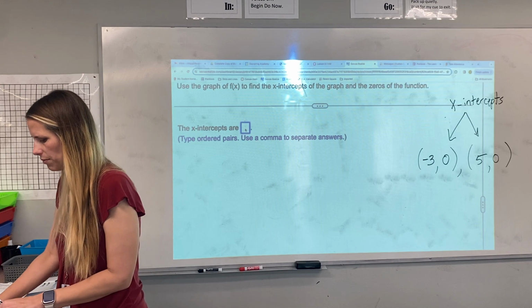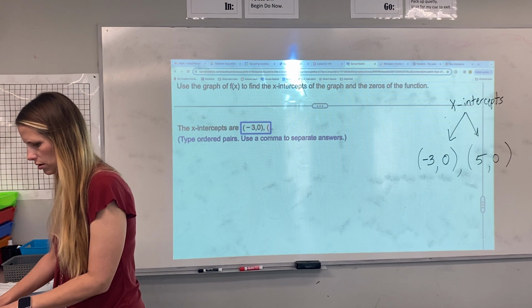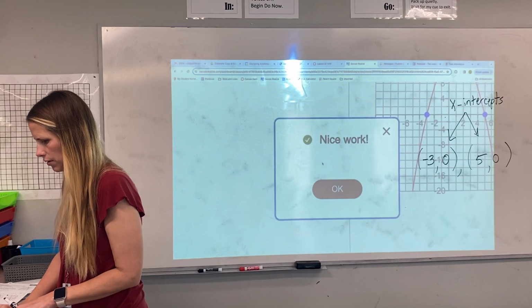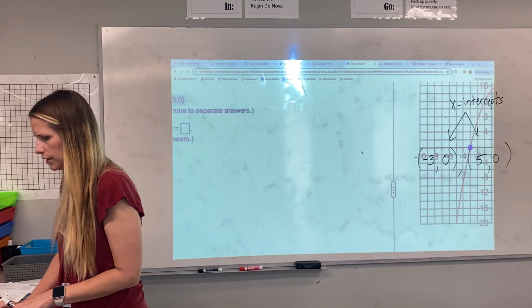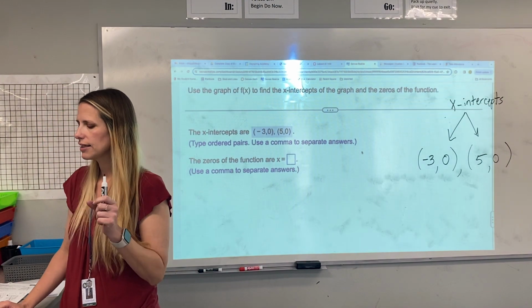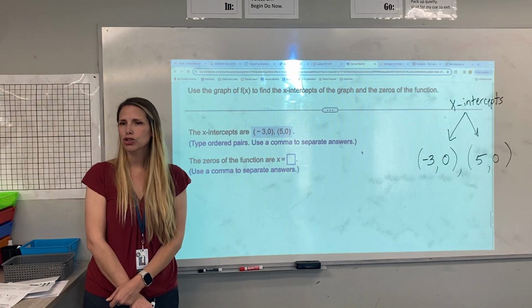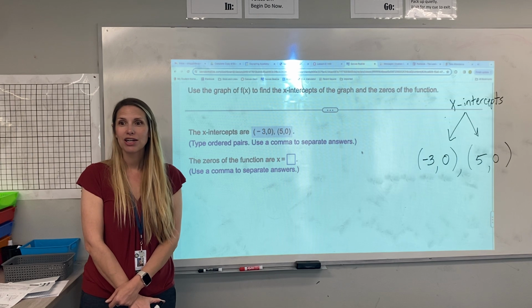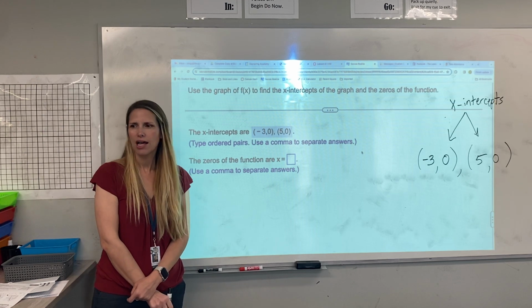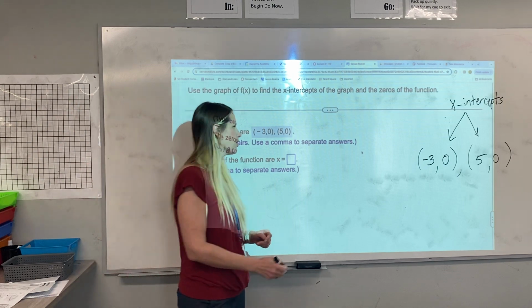The next part of the question says, is it gonna let me go on without typing this? Now it says, the zeros of the function are x equals blank. It says use a comma to separate answers, which implies that there are more than one or two answers. The zeros of the function. That is kind of a vocab phrase that we talked about yesterday.